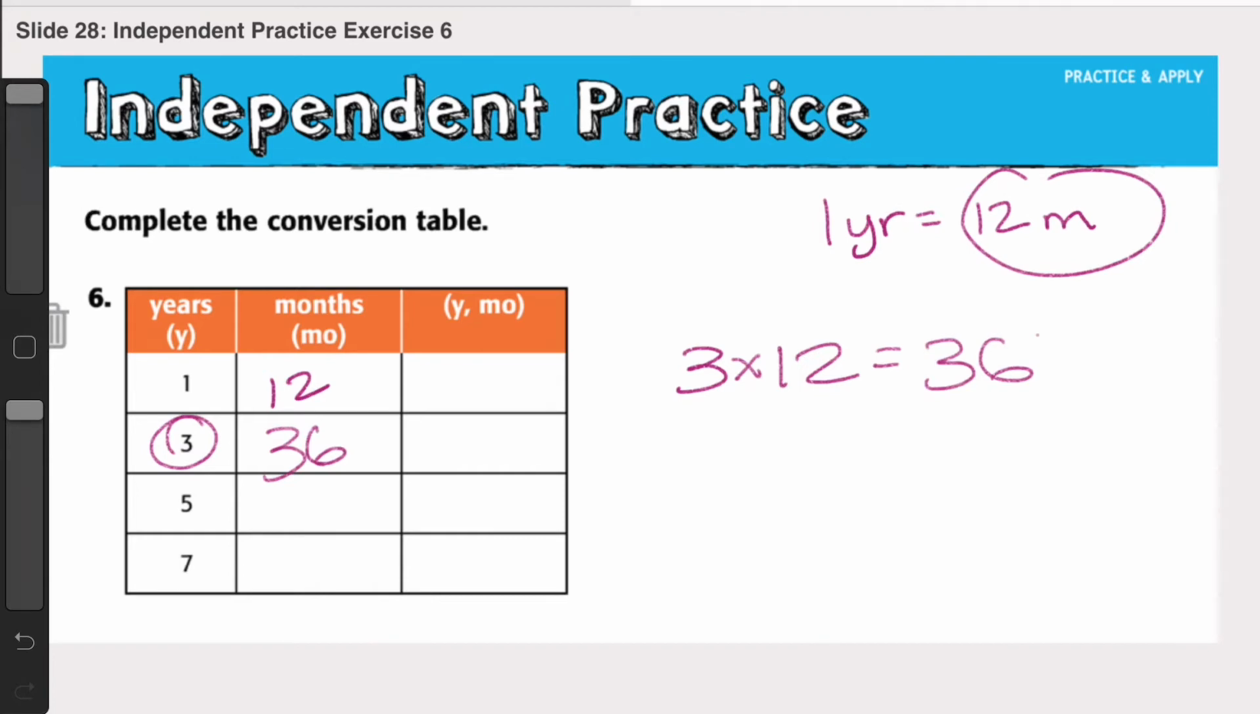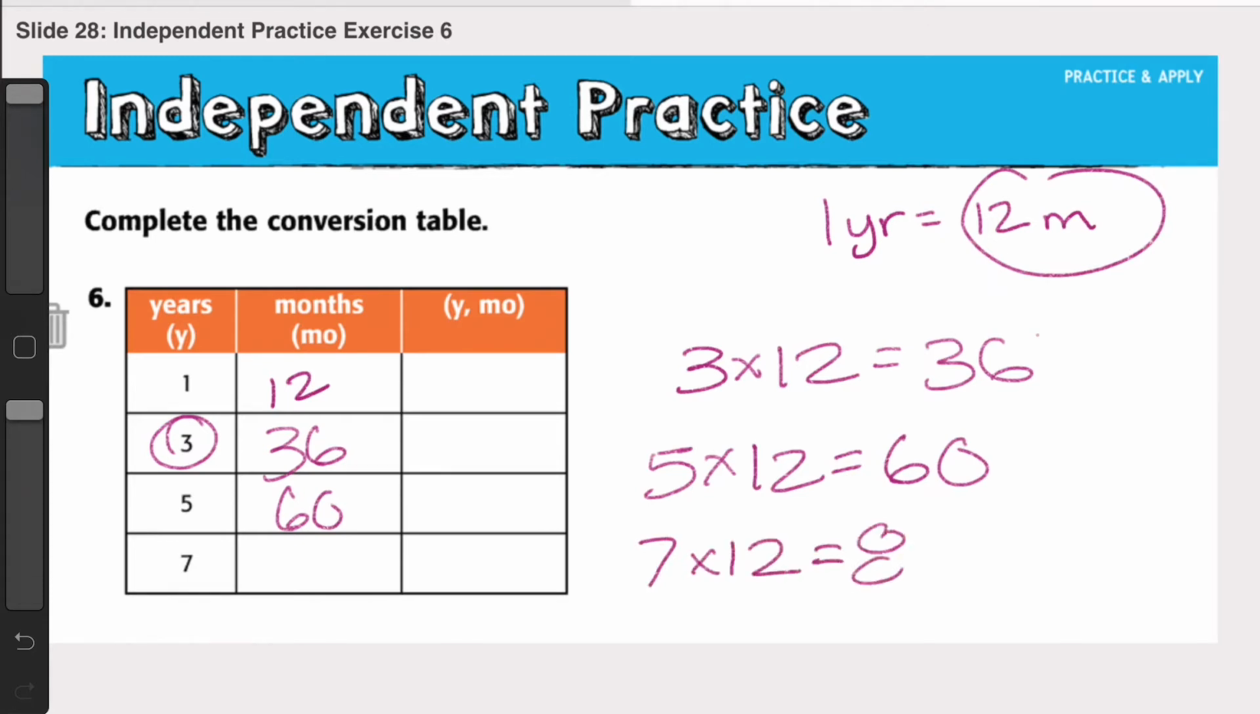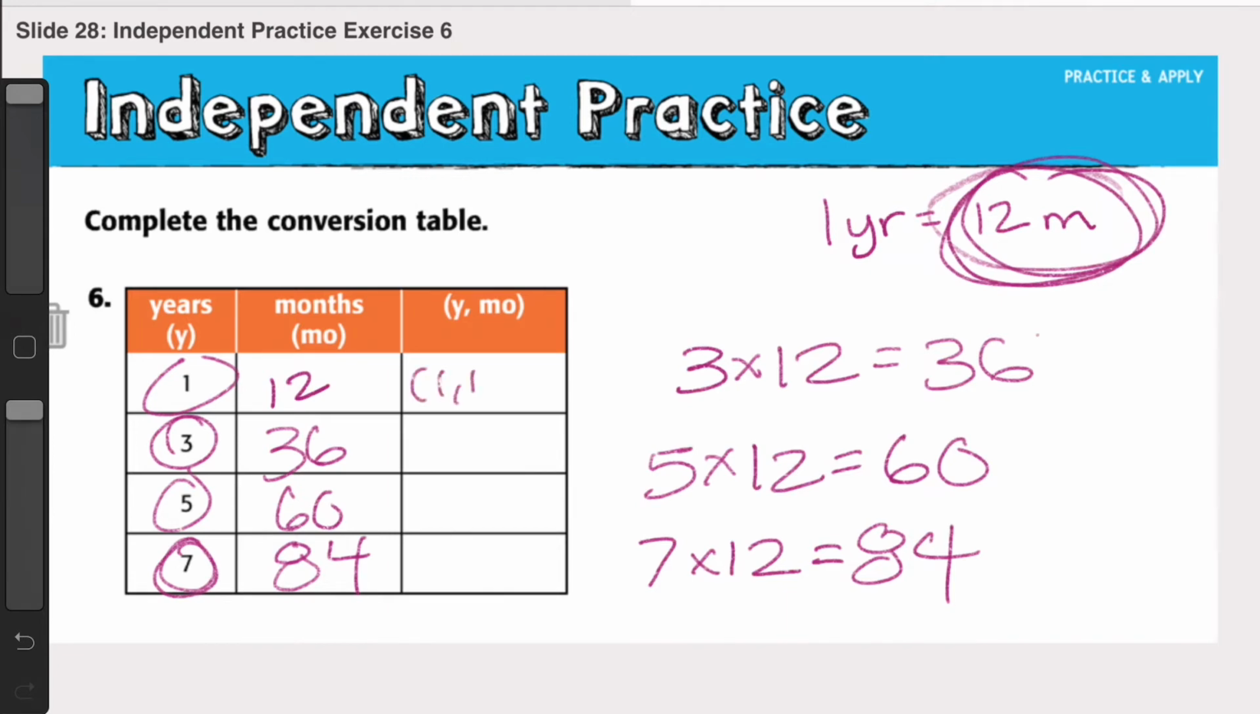In 5 years, we can either do 12 added 5 times, or we can do 5 times 12 is 60. Okay, on this last one, we just do the same thing. So, 7 times 12 is going to equal 84. So remember, we are getting that from over here, our chart, and our conversions. Then we are just going to rewrite it. 1, 12, 3, 36, 5, 60, and 7, 84.